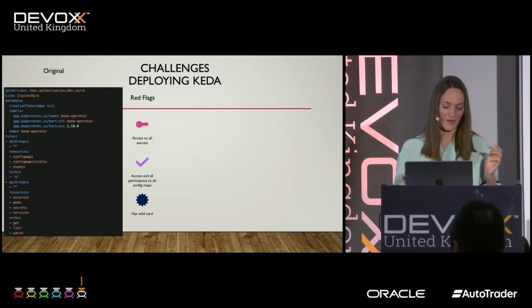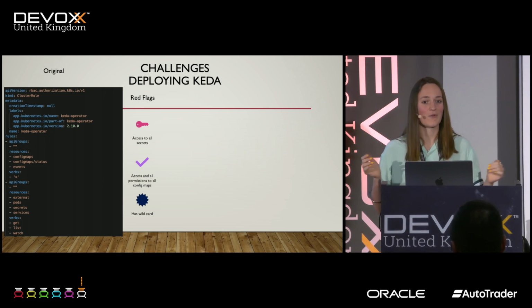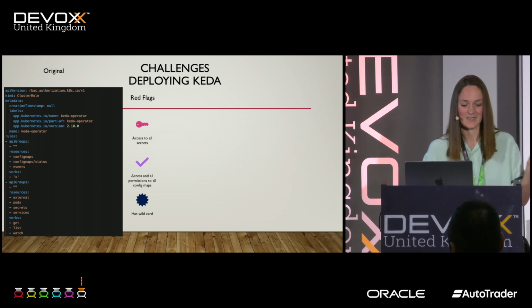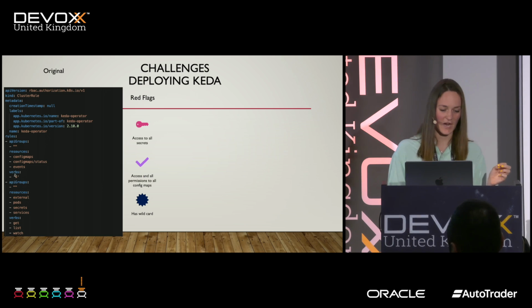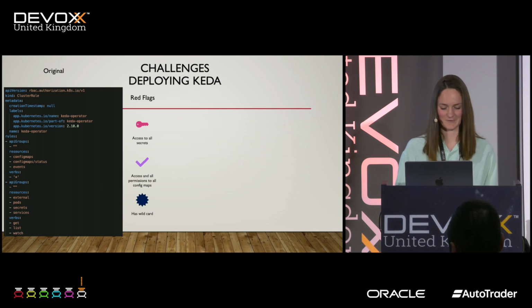Also, it's going to ask for access and all permissions to your config maps. Same thing again, you don't really want an external thing that you downloaded from the internet somewhere to go and take all your config maps. And finally we have the wildcard, and the wildcard is not the thing that we like the most. We like to give the minimum permissions to every resource.